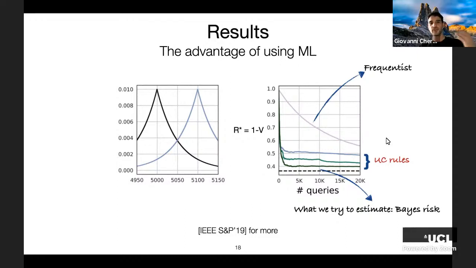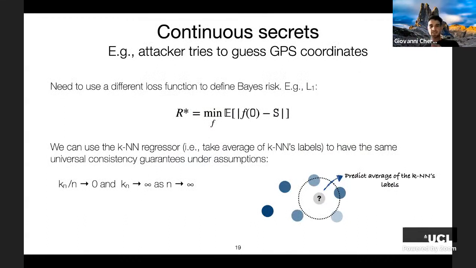Right. So one particular remark is that all the methods we have seen so far considered secret values which came from a finite set. For example, for membership inference, the secret value takes a binary value, and so on. But of course, there are cases where the secret that the attacker is trying to guess is continuous. For example, in location privacy, where the attacker is trying to guess the GPS coordinates. And as it turns out, we can again use machine learning to carry out this analysis.